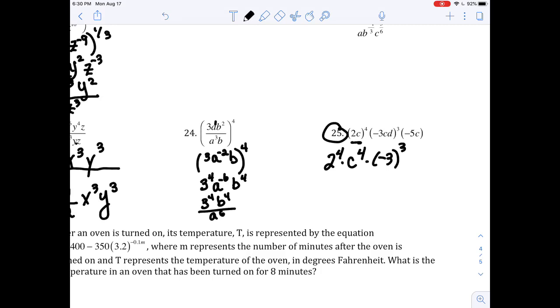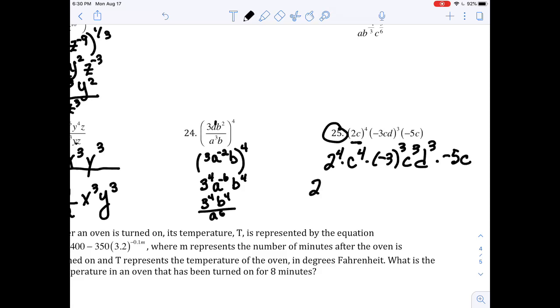I want you to notice how I included that negative 3 in the parentheses, because that indicates that that negative 3 has to be used as a factor 3 times. So negative 3 times negative 3 times negative 3. And so in order to include that, I have to put it in parentheses. C to the 3rd, d to the 3rd, and then times negative 5c. And that negative 5c has an exponent of 1, so we don't need to do anything else with that.